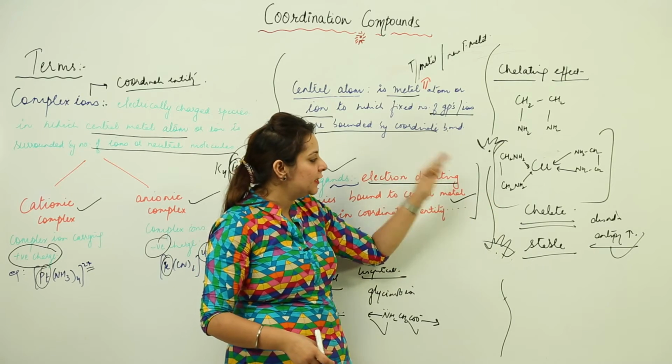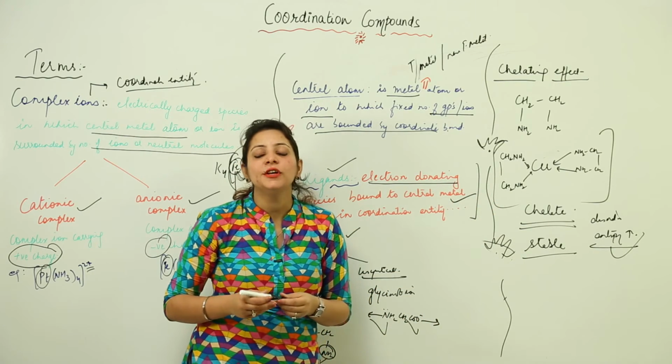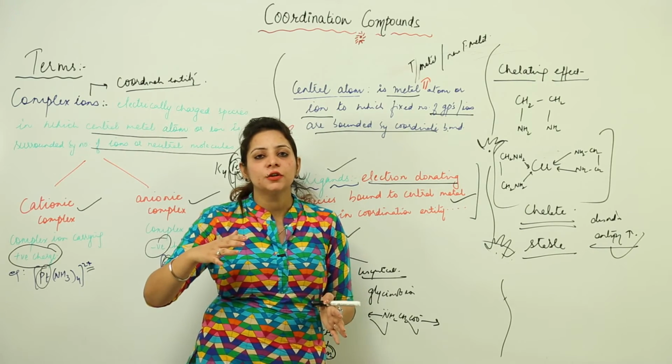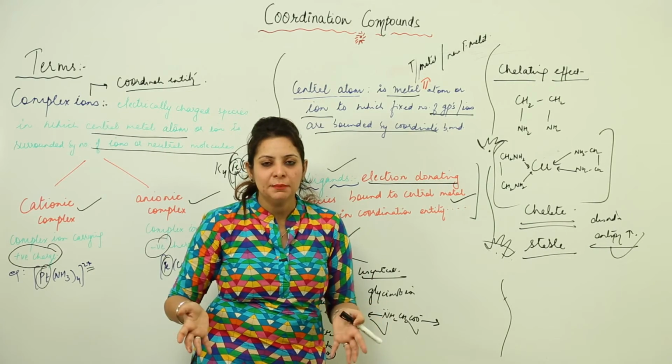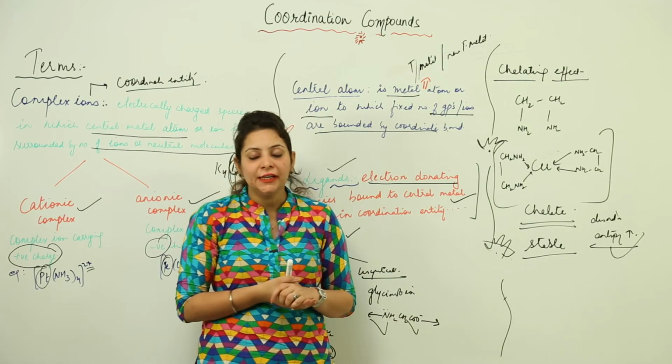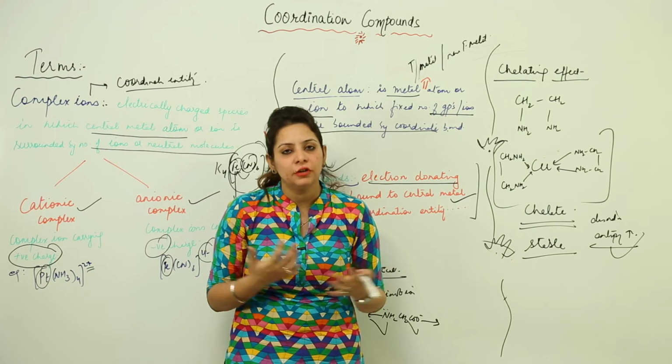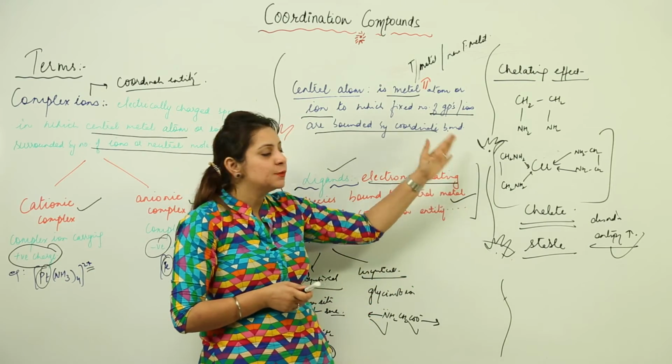And so if somebody asks you why it's stable, you are going to say that it is stable due to chelate effect, because here the groups are joining to form a ring like compound, and due to formation of this ring like compound there is more disorder, more randomness, more entropy, which is a favorable condition. So that is why it is more stable.